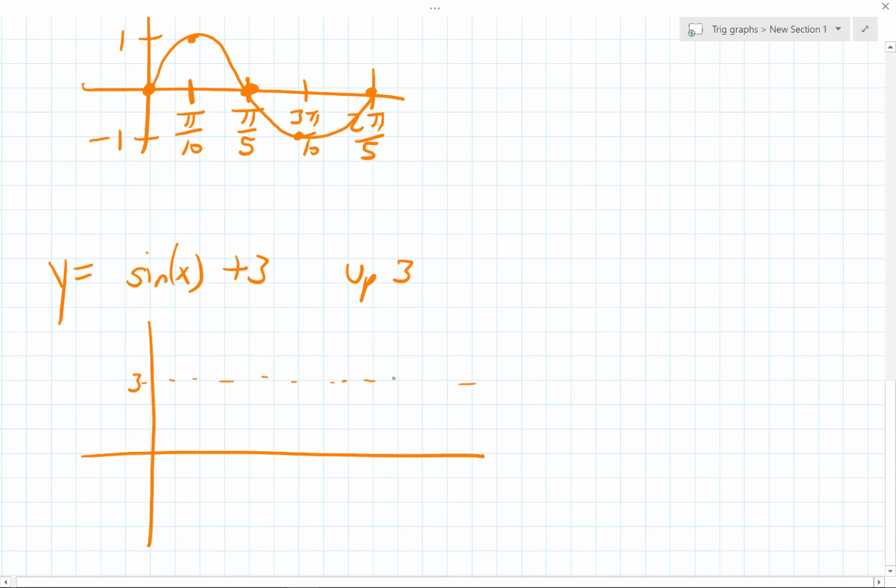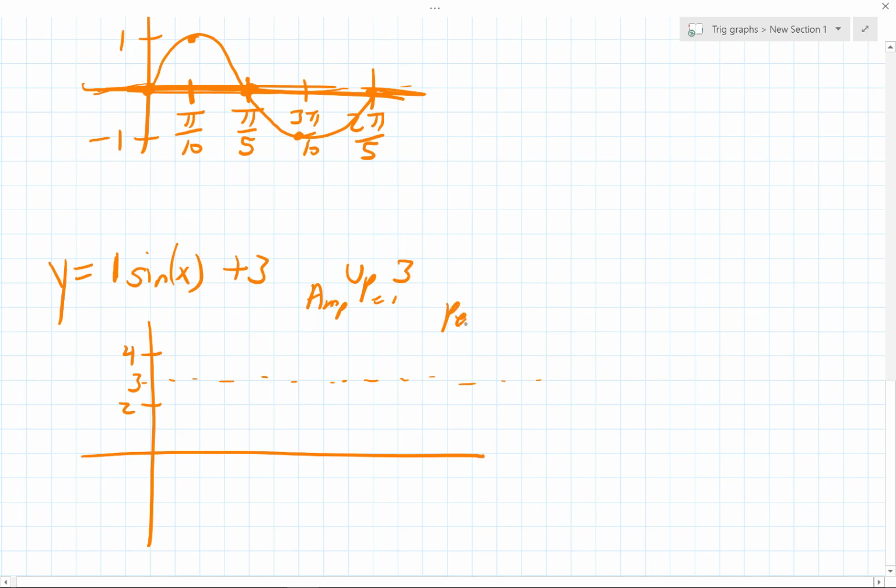Sometimes I like to draw a dotted line at 3, and that's where the x-axis used to be. It's just everything's hiked up here. And since the amplitude is still a 1, the highest point is going to be 4, the lowest point is going to be 2, and it's going to bounce between those.